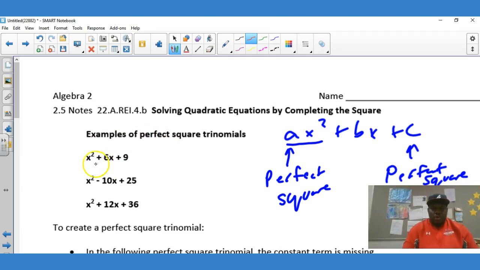We look at these perfect square trinomials, just some examples. X squared is a perfect square, so is 9. X squared is a perfect square, so is 25. X squared is a perfect square, so is 36. These are all examples of perfect square trinomials.